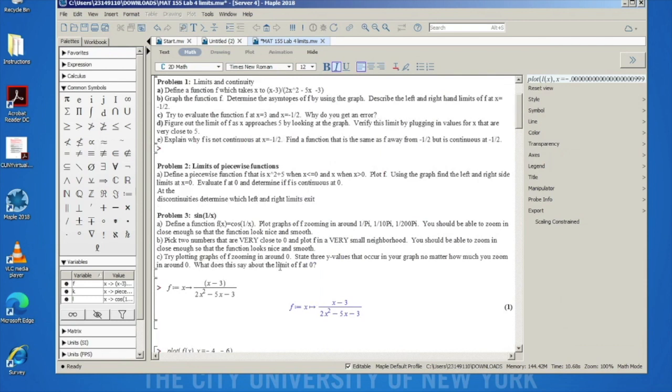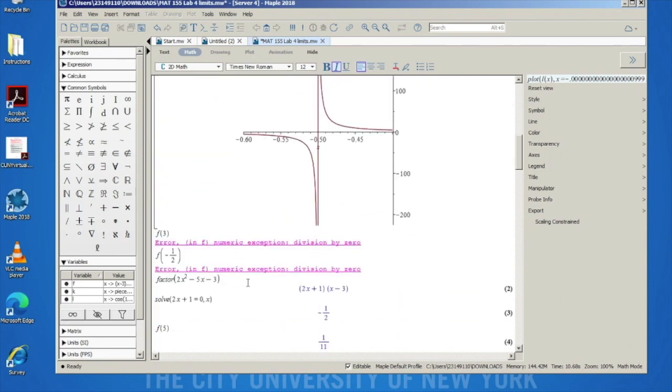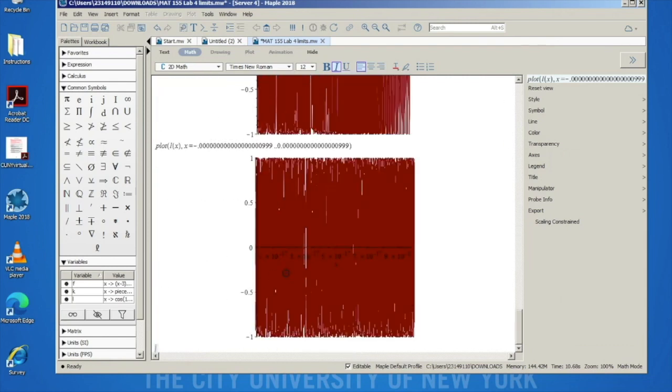Finally, state 3 values of y that occur in your graph no matter how much you zoom in around 0. So what are 3 values that no matter how much I zoom in around 0 always appear? Well, one of them is 1, the other one is 0.5, the other one is 0, the other one is negative 0.5 and negative 1. In fact, I could pick any 3 numbers between 1 and minus 1, and they will always appear here. No matter how small I may zoom in, they will always appear.